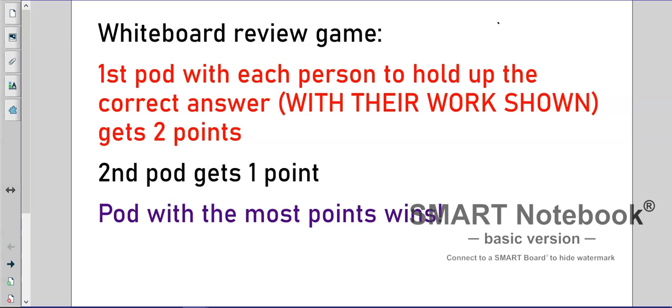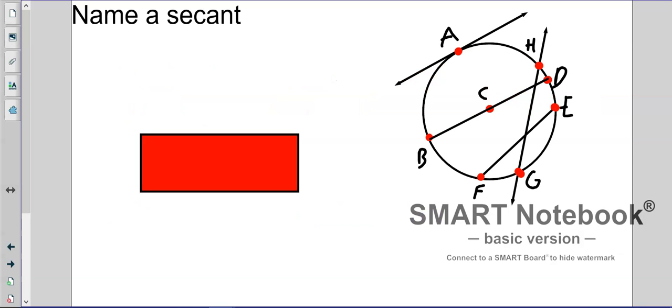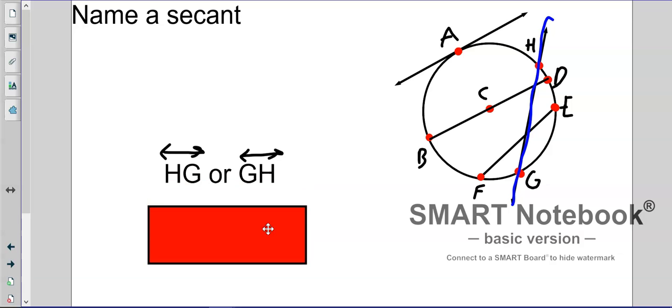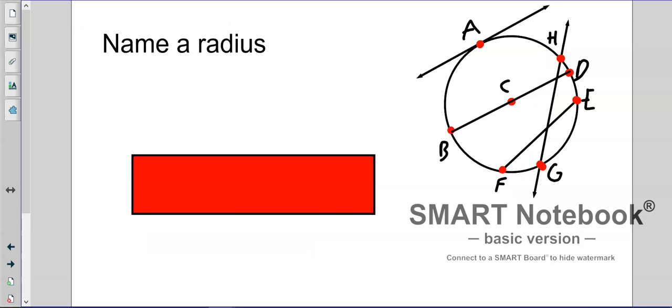All right, we're back with a new game. Name a secant. Okay, so remember, a secant is like shooting an arrow through a balloon. So the secant goes through the circle. So that'd be right here, and you can call it HG or GH.